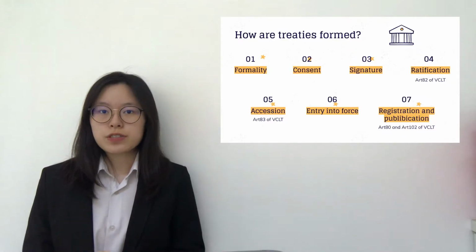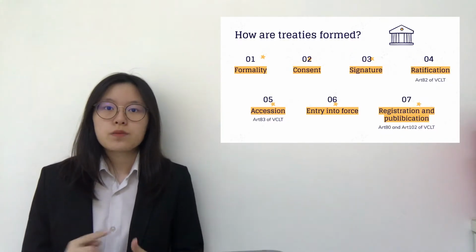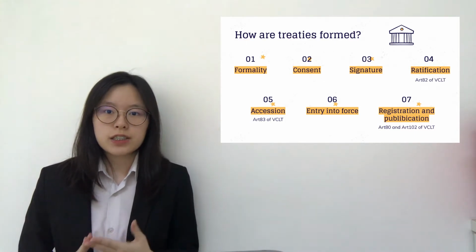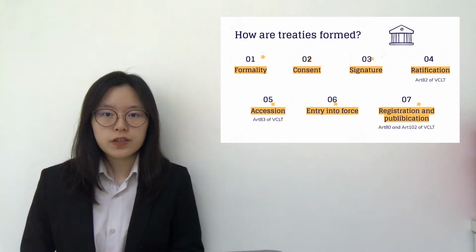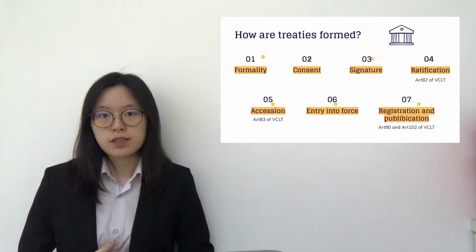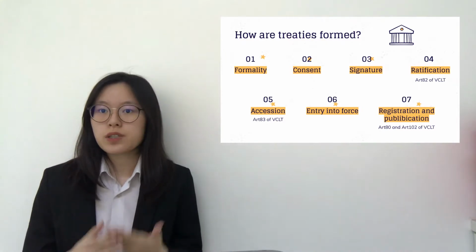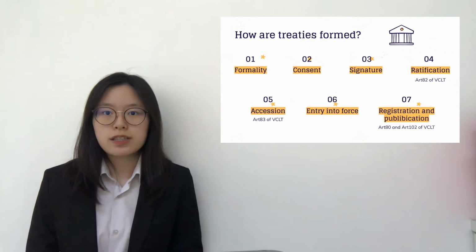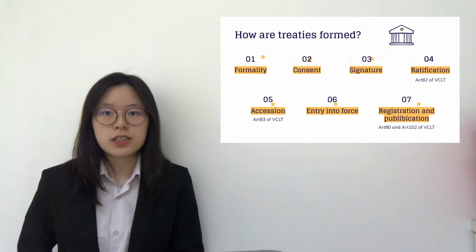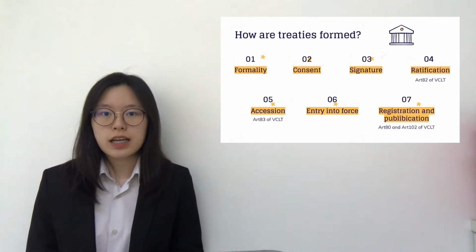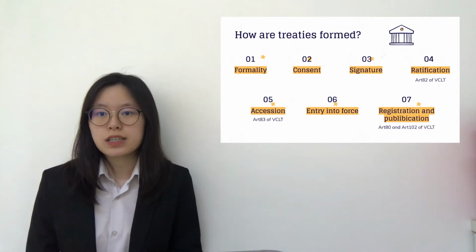In order to form a treaty, there are several steps: formality, consent, signature, ratification, accession, entry into force, and registration and publication. A signature does normally establish the state's willingness to be bound, unless it is mentioned that it is subject to ratification, acceptance, or approval. In any case, a signature means that the state will refrain from acts that can be considered a frustration of the purpose of the treaty.